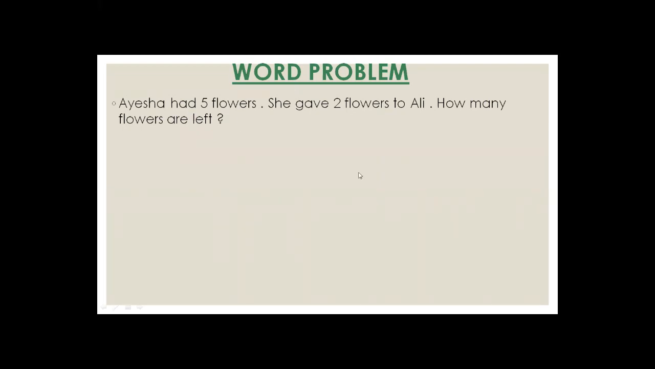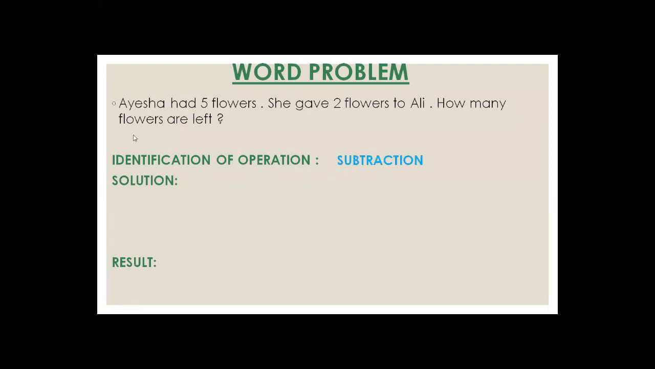So for this, first we identify the operation and then solve it, and then find the result. How do we identify the operation? What operation do we use here? Through this question, how many flowers are left? The term left is used for subtraction. So we write the word subtraction here. After writing the subtraction, we solve it.